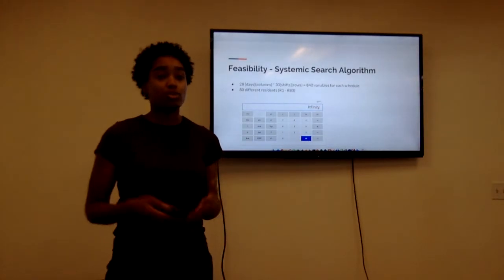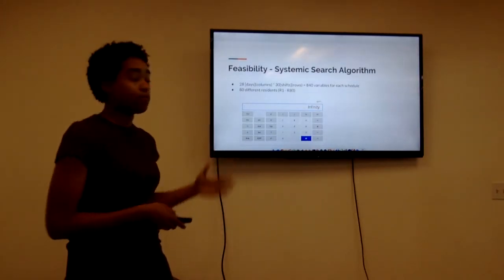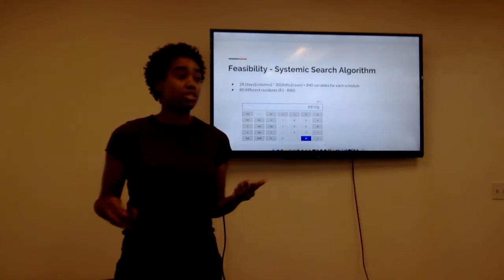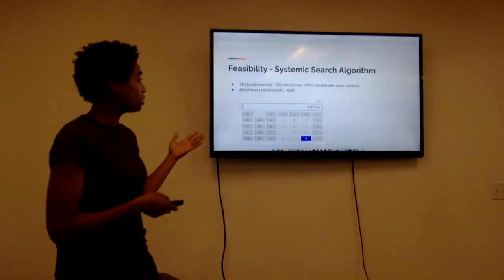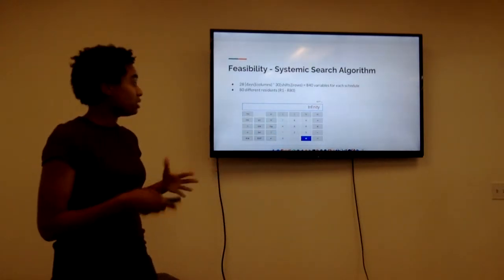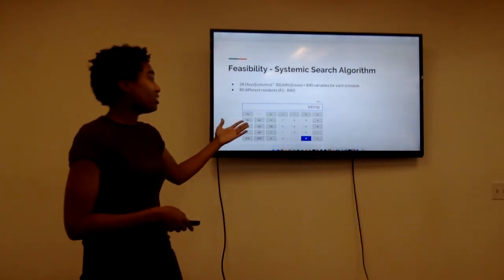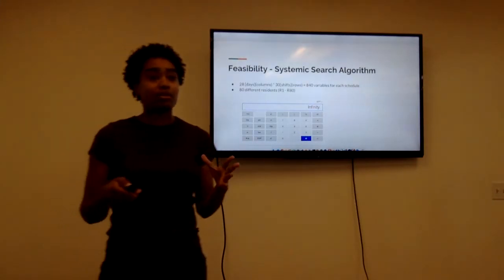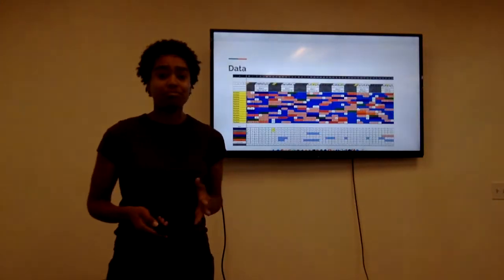So a schedule has 28 days and 30 shifts in a day for the UCSF emergency medicine resident scheduling system. And so there are basically 840 different cells in a schedule. And that turned out to create a lot of different possibilities within that domain.